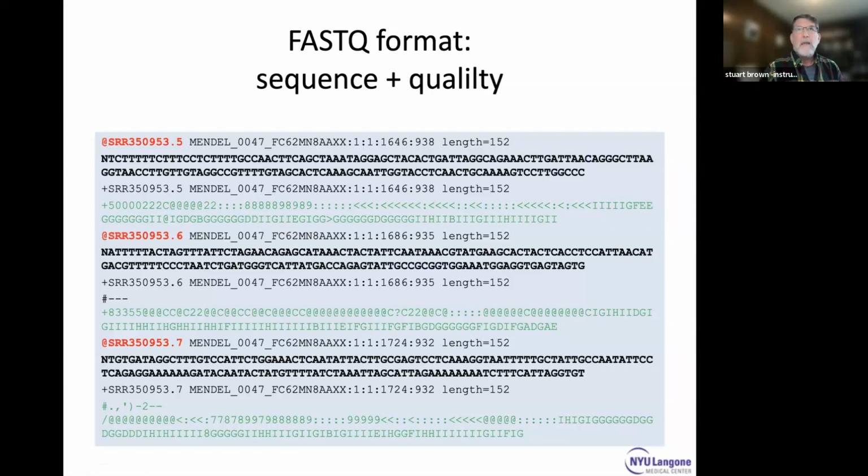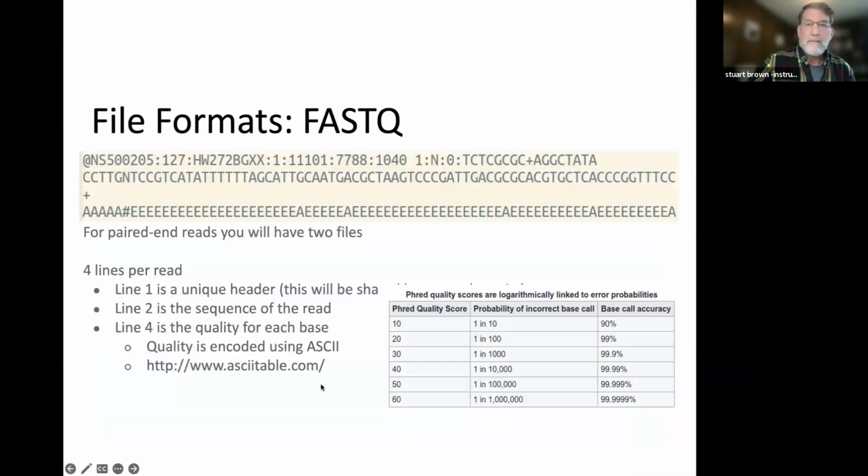And by that, we mean the likelihood that the base is wrong. And so it's actually a negative exponent. So a 10 would be a 1 in 10 chance that your base is wrong, and a 20 would represent a 1 in 100 chance that your base is wrong, and a 30 is a 1 in 1,000 chance that your base is wrong. Exactly what I just said, 1 in 100, 1 in 1,000.